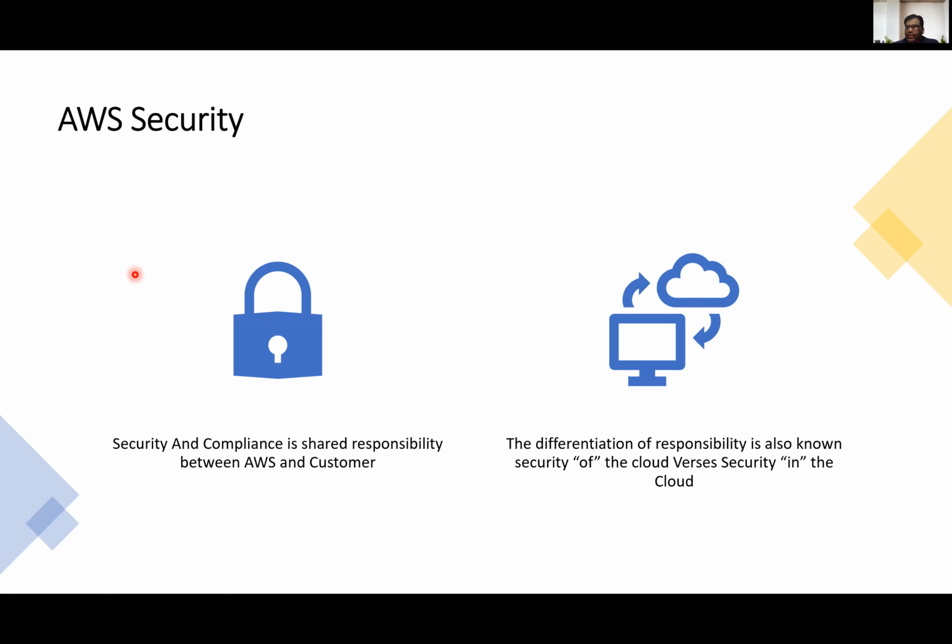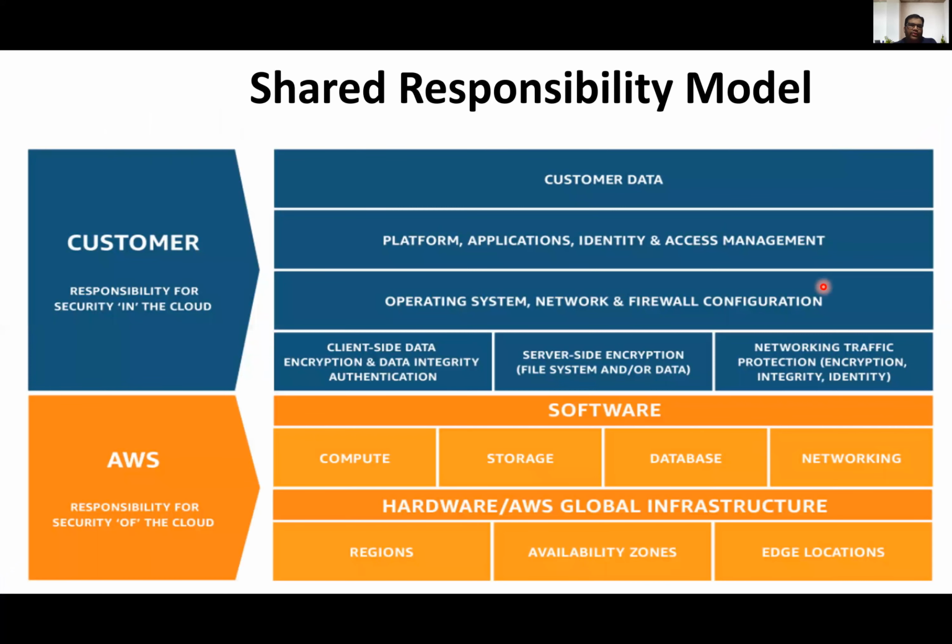The differentiation of this responsibility is also known as security of the cloud versus security in the cloud. Security of the cloud, AWS is responsible for that, and security in the cloud, the customer is responsible for that. You will have again 2 to 3 questions in your exam on this model, so pay close attention to it. You see that bottom orange part, that's what AWS is responsible for, and the top part is what the customer is responsible for.